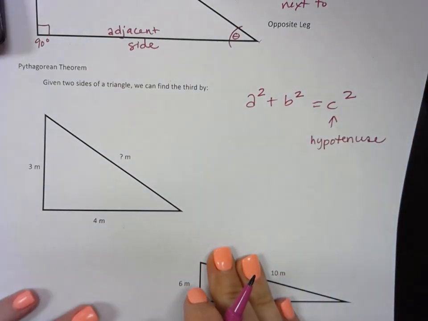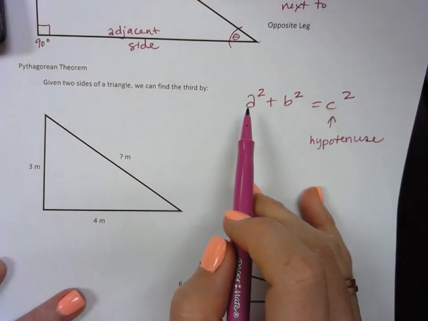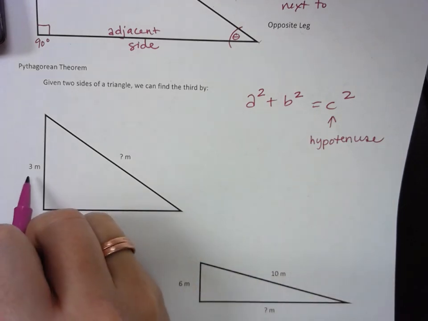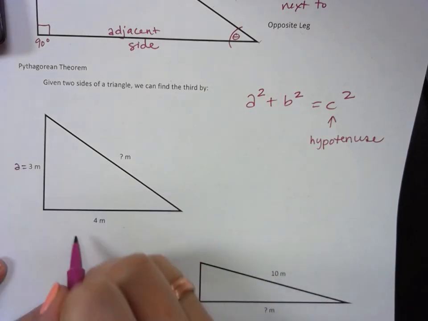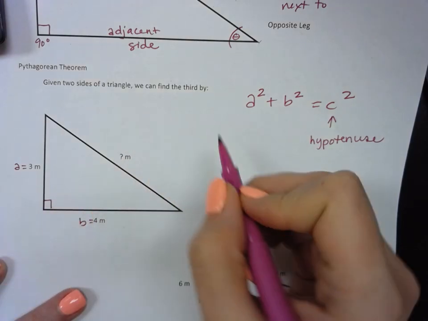Okay, so you have to first identify the hypotenuse. That one has to be C, and then you can assign A and B to either one of the other sides. Okay, so let's try that. So I'm going to make this side A, and I'm going to make this side B, because I know that this is my hypotenuse.